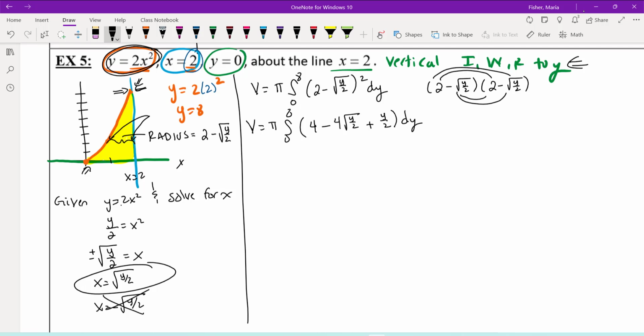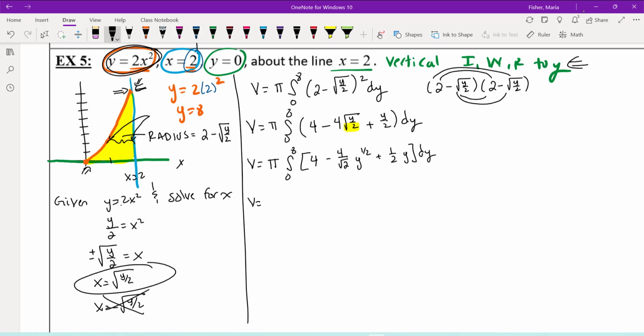So I'm going to rewrite this without the radical so that it's easier for us to integrate. And also notice that the denominator here is just the square root of 2, so that's a number, and that makes it a constant multiplier, so I don't need to keep it with my y. We say volume equals pi times the integral from 0 to 8 of 4 minus 4 over the square root of 2 times y raised to the 1/2, and then plus, we'll call this 1/2 y.